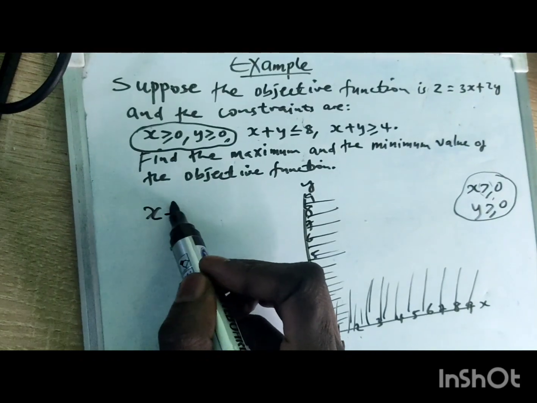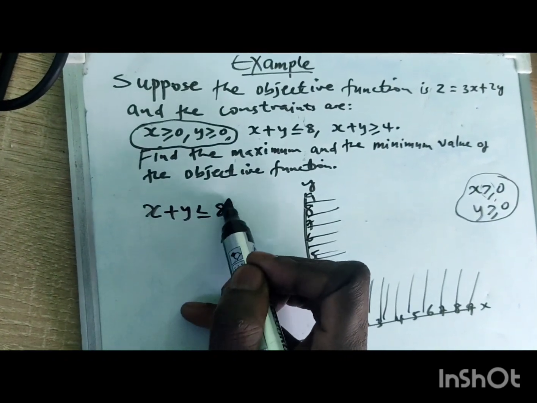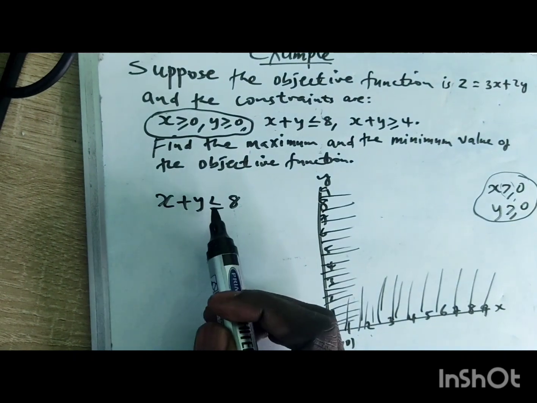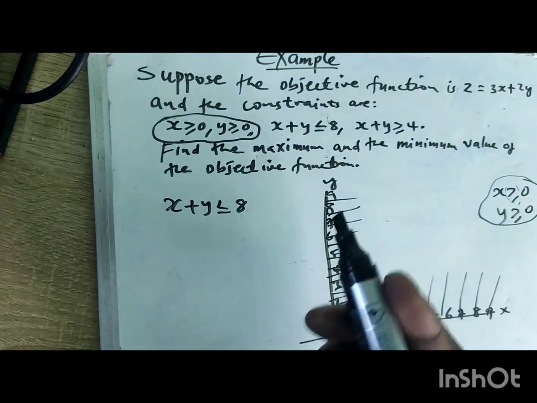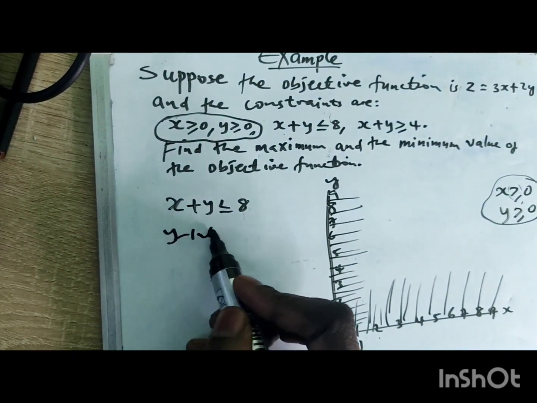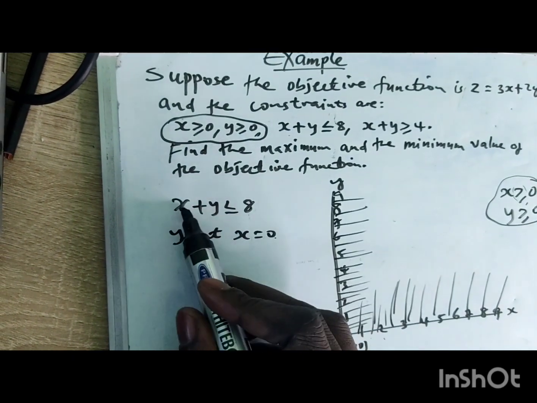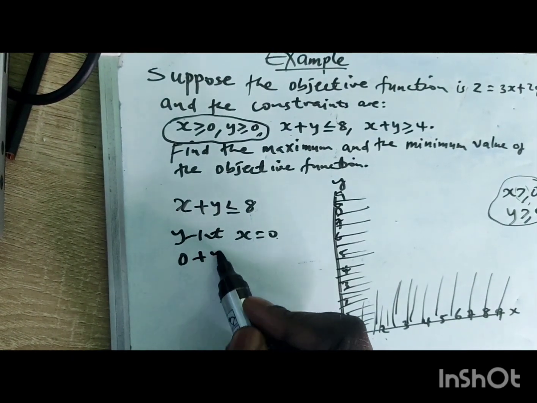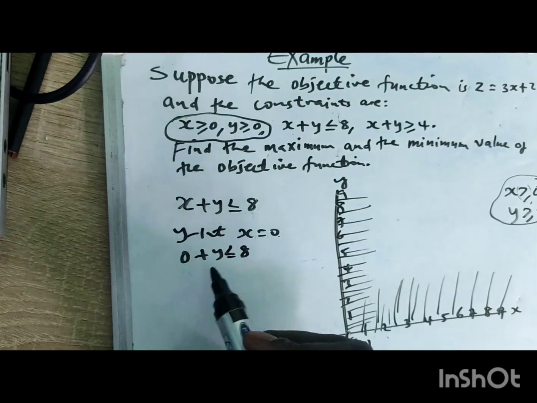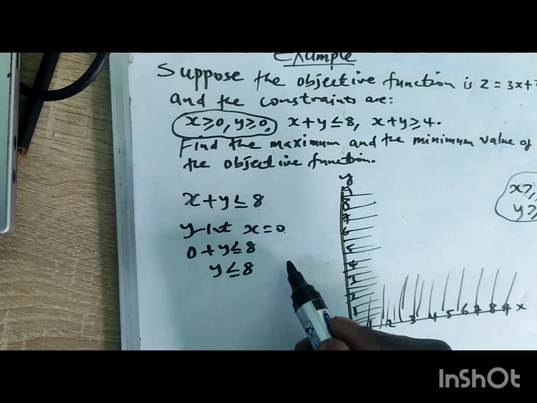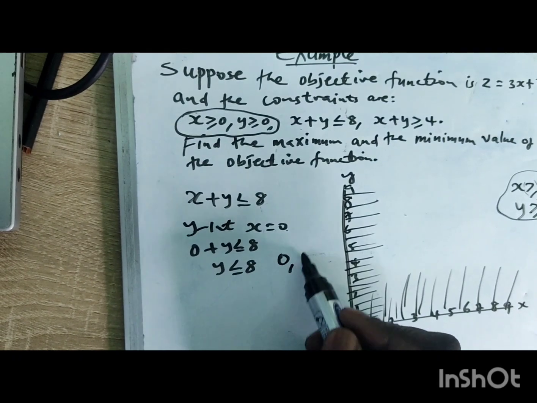x plus y is less than or equal to 8. In this case, we are going to solve for x or y intercepts. Let's say the y-intercept. For the y-intercept, when x is 0, you substitute 0 there. We are going to have 0 plus y is less than or equal to 8. That means y is less than or equal to 8. In this case, we have a point where you have 0 for x and 8 for y.